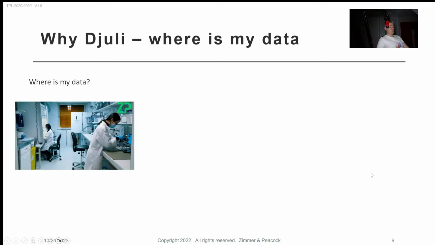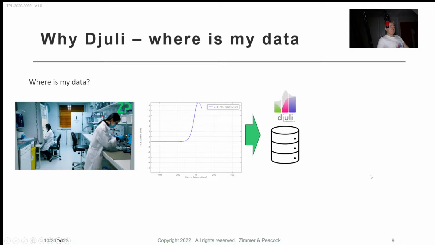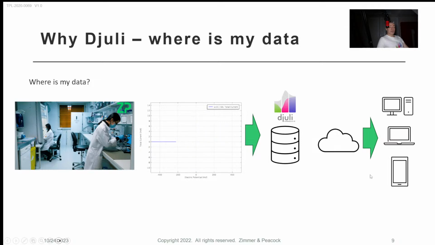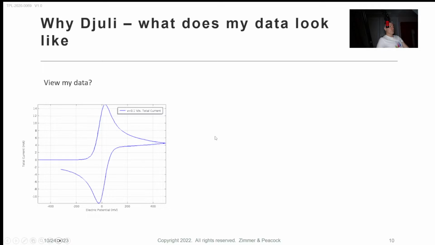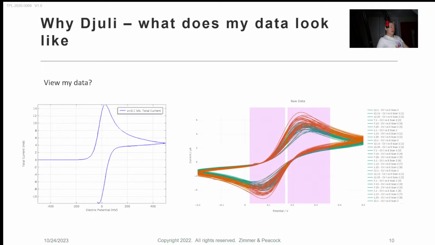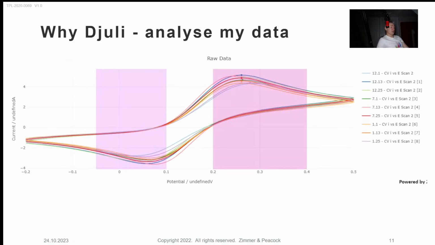So it does answer the question, Djuli, where's my data? Somebody's in a lab, they've gathered some sort of electrochemical data, and then we can store that data up into Djuli and view it remotely. Which, to be honest with you, in this modern day of remote working, this viewing of data is even more important. If you're going to be remotely working sometimes, then where is my data is important. And if it's in the cloud, it really aids with remote working.